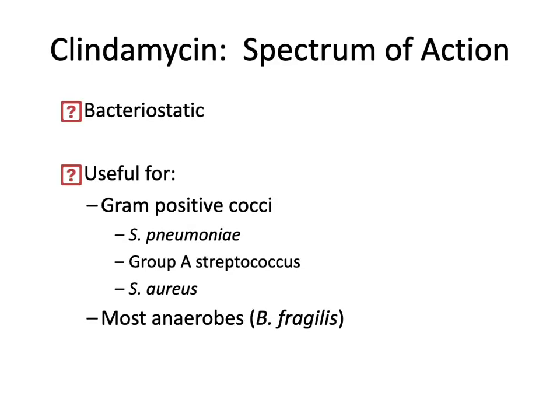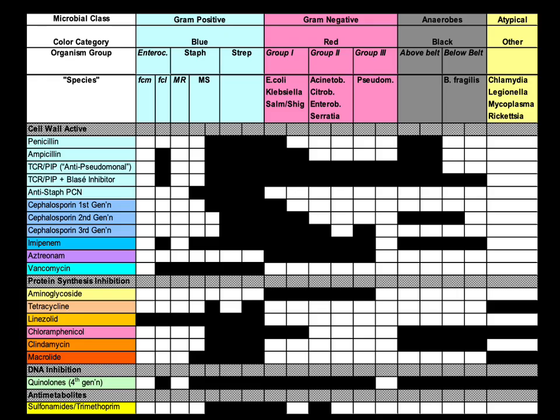you see here the spectrum of activity. Although it's useful for gram-positive bacteria, really we think of clindamycin when we are dealing with anaerobes, especially Bacteroides fragilis. And obviously it is bacteriostatic, we have already agreed on this. And if we look here at the spectrum of activity, fine, we do have some gram-positive coverage, but we are mainly interested in anaerobic coverage here.